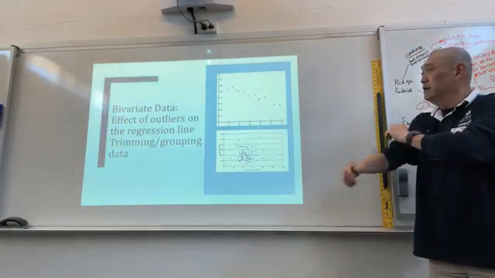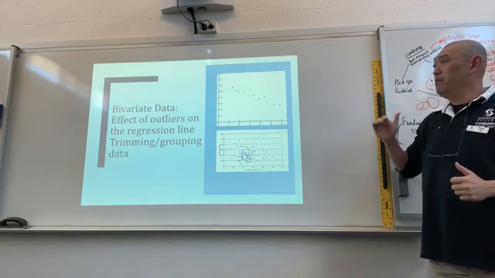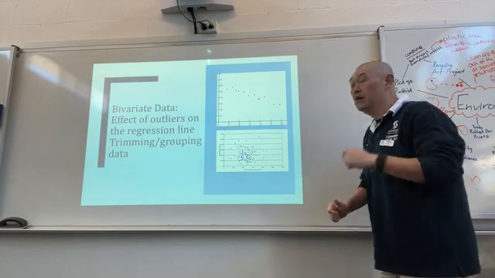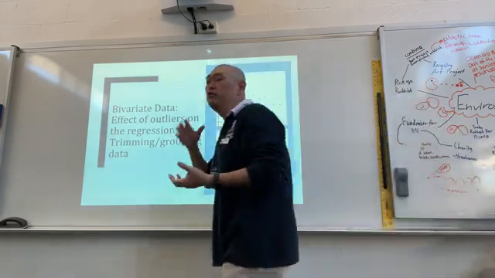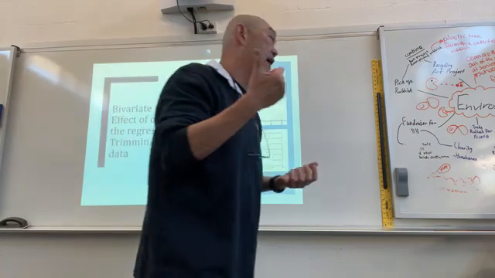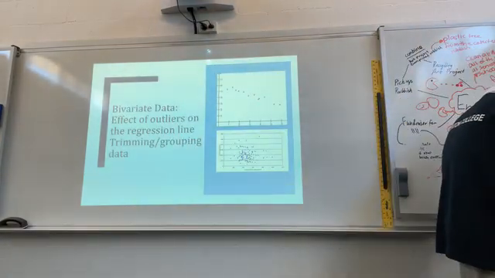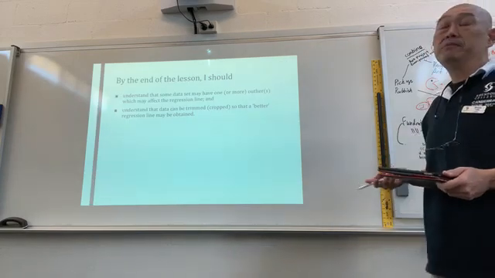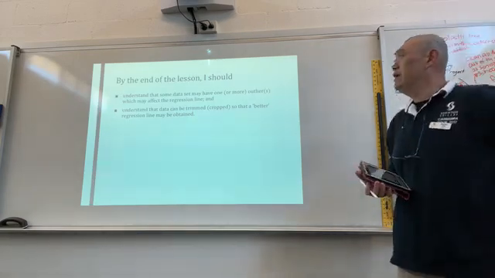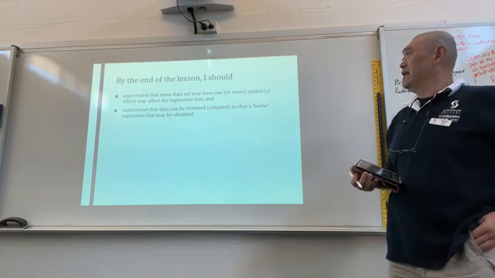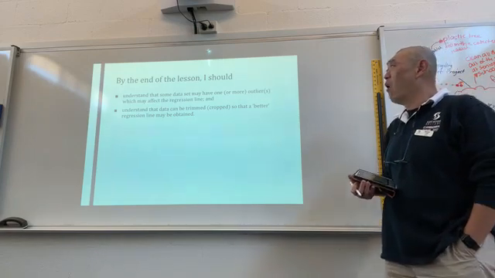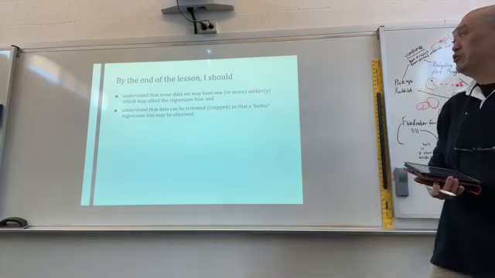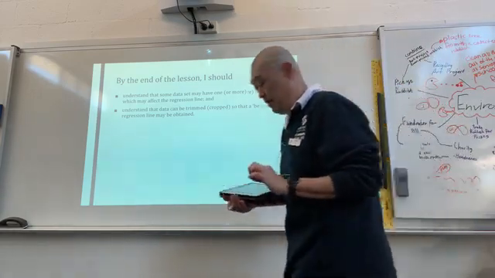All right. Now, the last topic that I'm going to look at is the effect of outliers on the regression line. We'll think about whether we could trim the data or whether we could group the data in terms of doing a linear regression. So, the objective of the lesson should be you should understand that some data sets may have one or more outliers which may affect the regression line, and understand that the data can be trimmed or cropped so that a better regression line may be obtained.